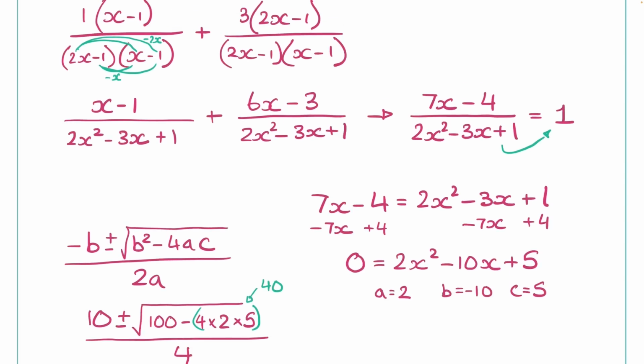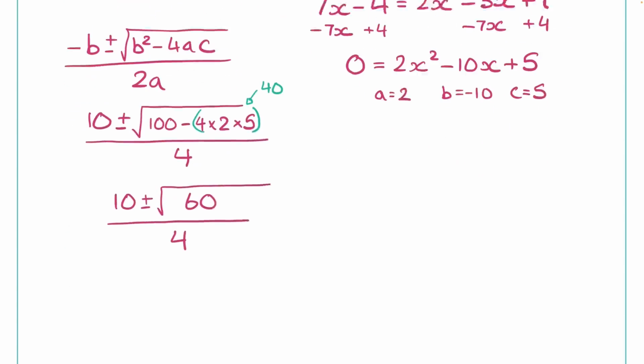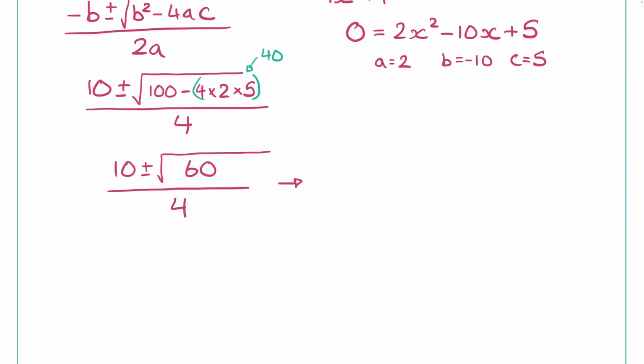And let's just have a quick look how close we are. So give your answer in the form p plus or minus root q over 2. At the moment ours is over 4. First of all, we're going to need to simplify this surd so that we can divide the top and bottom by 2, because at the moment we can divide the 4 by 2, we can divide the 10 by 2, but we're going to need an even number in front of that surd in order to divide that by 2 as well.